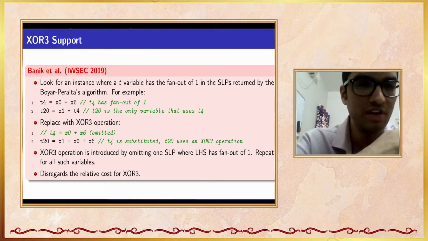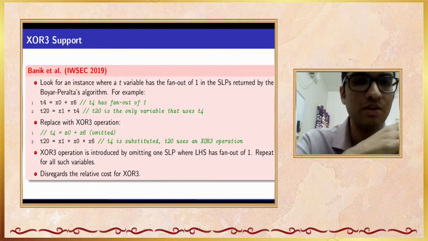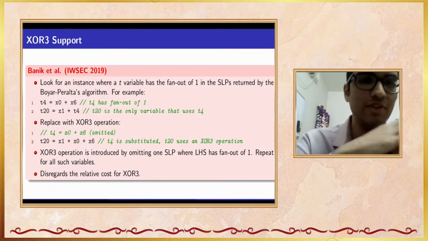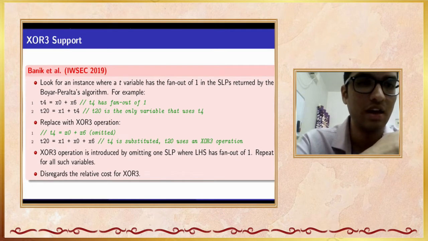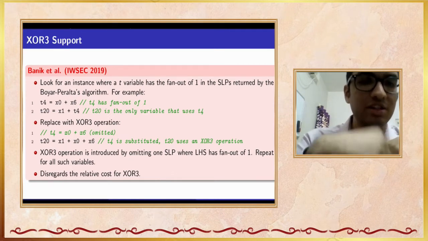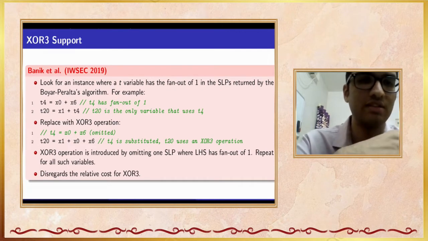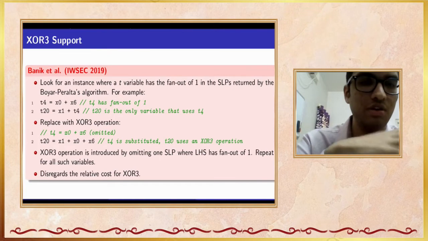So if this T4 variable is used only in the T20 variable, that means this T4 variable now has a fan out of 1. We can then eliminate the T4 variable and update the T20 variable with an XOR3 operation. So by repeating this process for all the T variables in the SLP which have fan out of 1, we can introduce XOR3 support to the Bioparatus algorithm after it has been generated using XOR2 gates only.